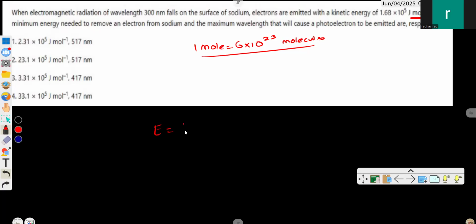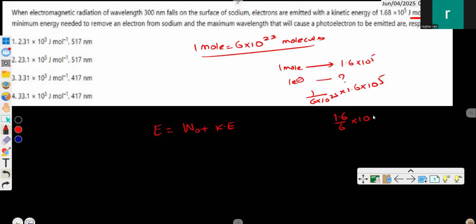So E is equal to work function plus kinetic energy of the electron. For 1 mole of electrons, the energy is 1.68 into 10 power 5. Now, what is it for 1 electron? How much energy will be required? That would be 1 by 6 into 10 power 23 into 1.68 into 10 power 5. This would give us, let us keep it as it is, 1.6 by 6 into 10 power minus 18.